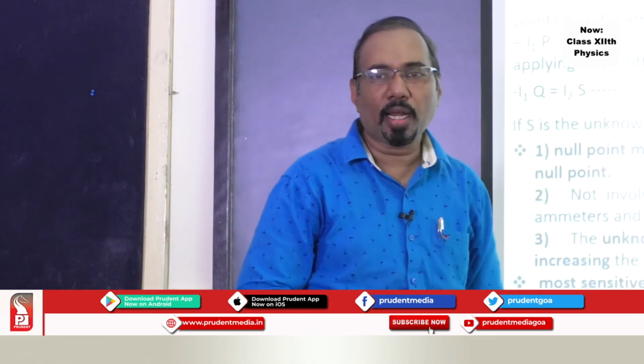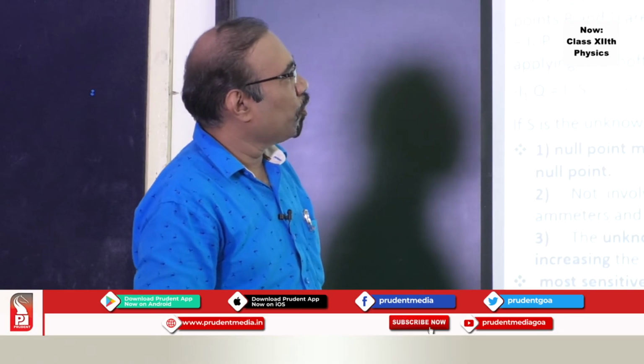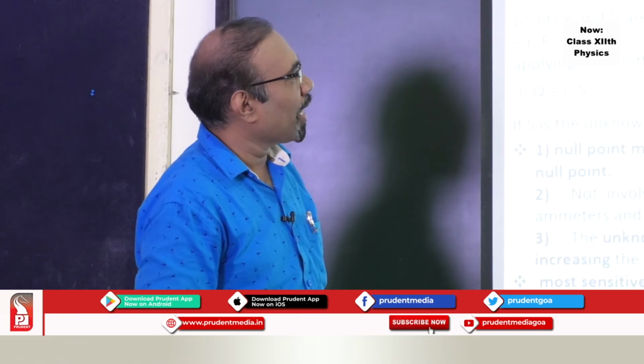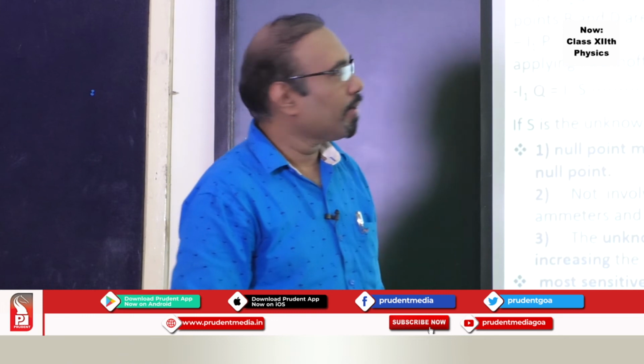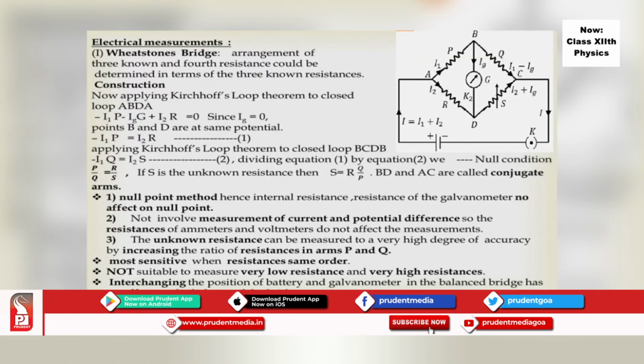Now, this is a bridge, bridge ABCD. 4 resistances are there. The current is supplied with the help of this battery and the plug key, and between B and D there is a galvanometer connected. Now, how do we get what is called the balancing condition?